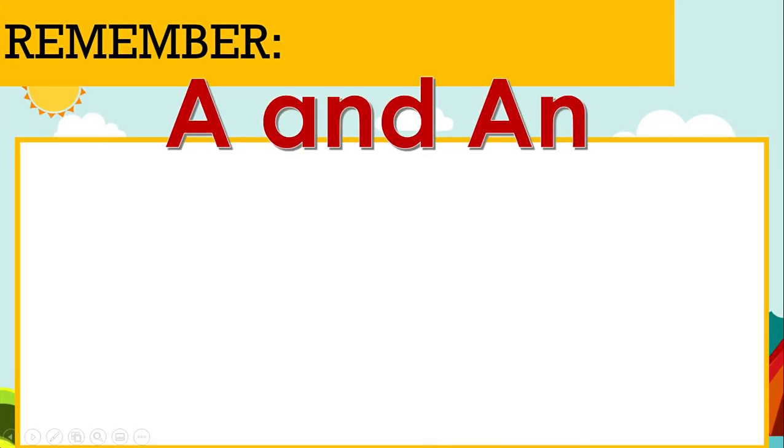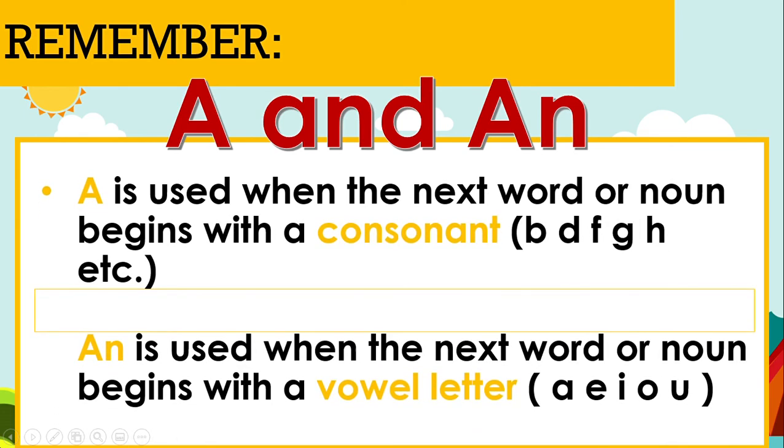Now, remember A and AN? A is used when the next word or noun begins with a consonant. Examples are B, D, F, G, H, and the rest of the alphabet which is not a vowel. AN is used when the next word or noun begins with a vowel letter: A, E, I, O, and U.